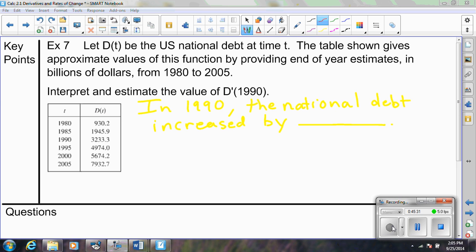Now, I would like to reinforce the derivative, which is also the rate of change, which is also the slope of the tangent line. Those are all the same thing. If we're looking for the rate of change in this problem, one way to get it is to estimate the slope of the tangent line to the function at the point when our time is 1990.